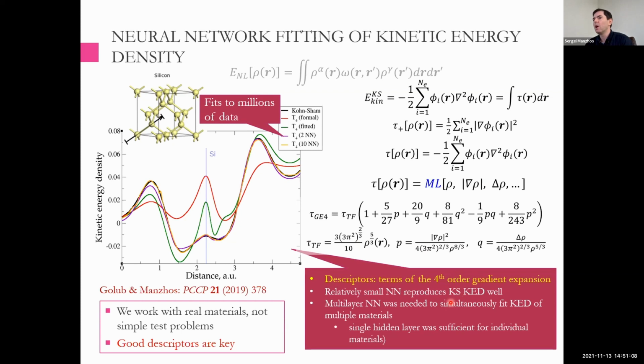Just as an aside, before we move on to Gaussian process regressions, what we also found is that we could fit very well kinetic energy densities of individual materials with a single hidden layer neural network, which is of course a universal approximator already at the single hidden layer level. But to reproduce well the kinetic energy densities of several materials simultaneously, we needed to go to a multi-layer neural network, and that ultimately has to do with the very unpleasant distribution of the data in the space of descriptors. If I have a few minutes in the end, I will give examples of those nasty distributions.